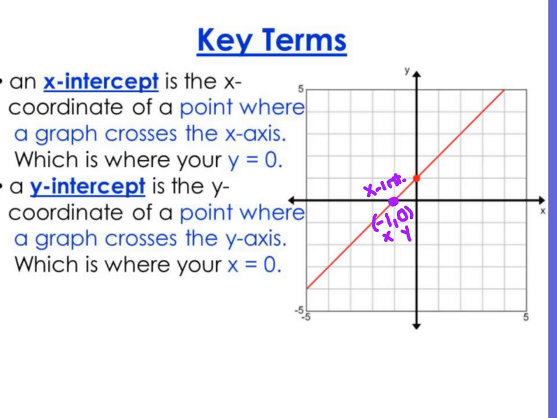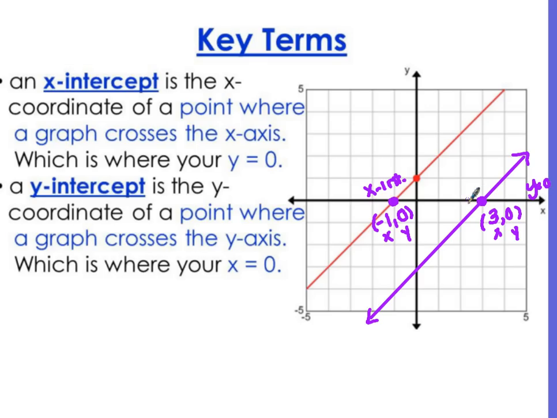So let's just draw a different line here. Right there. There's another linear equation, another line. My x-intercept on this one is the point 3, 0. Notice again, my y is 0. That's because everywhere on this x-axis, my y equals 0.